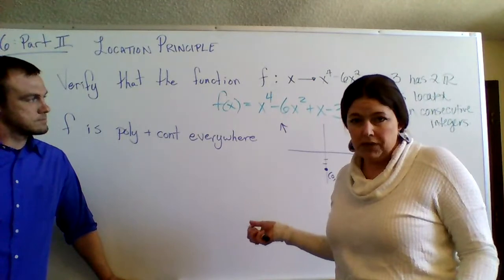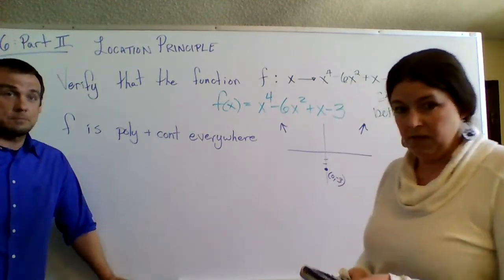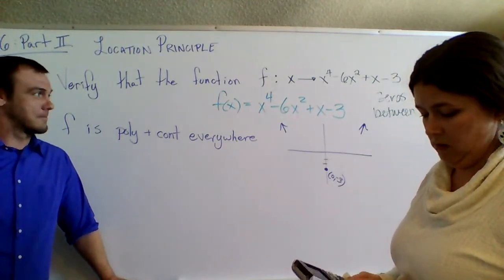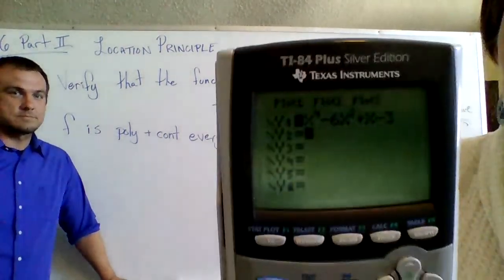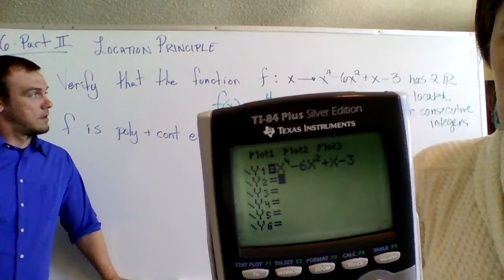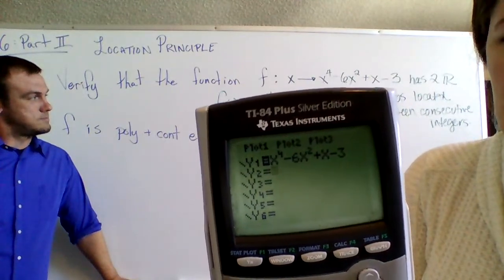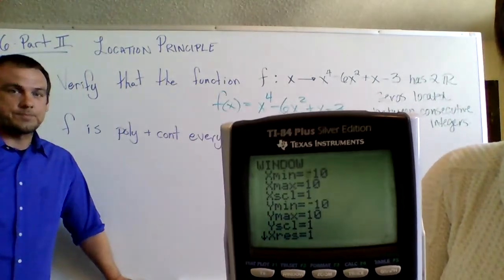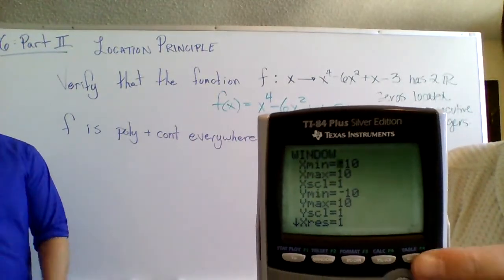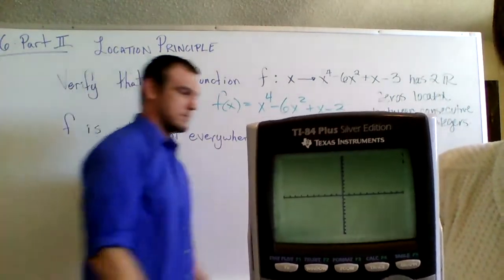Well, let's use our calculator to help us get a narrowed down idea of where the zeros might be. So here is our f of x function in y1. There's the x to the fourth. We don't have a cubic term. Minus the 6x squared plus x minus 3. Probably just a normal standard window will be sufficient. And then we're going to hit our graph button.